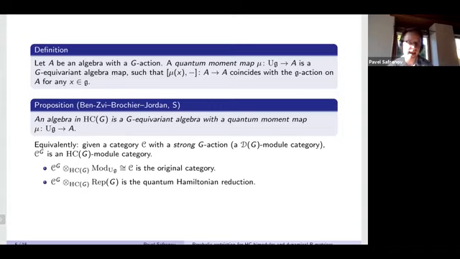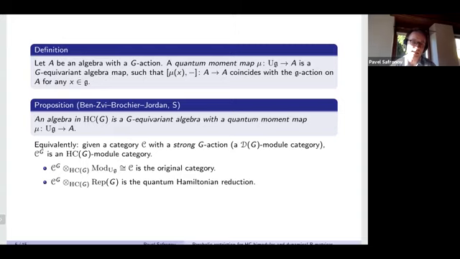But you can also say this for categories. So what is a notion of quantum moment map for categories? Well, suppose you have a G action on a category. By this, I mean a weak G action, so an action of quasi-coherent sheaves on the group G. Then one way to say the data of a quantum moment map is to say that this is promoted to a strong action, so the action of D-modules on the group.